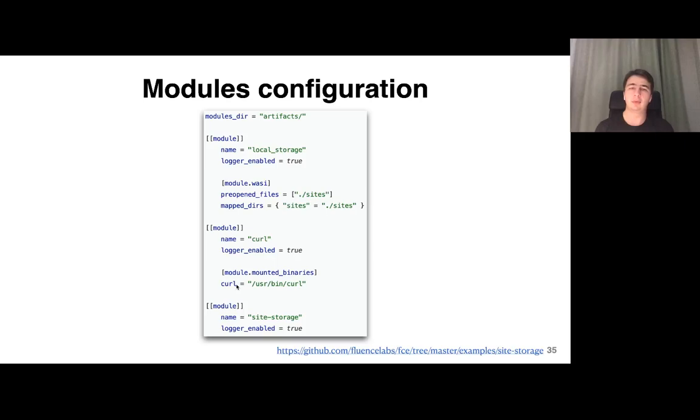So in future, when WASI supports Unix sockets, we will use Unix sockets instead for applications that support Unix sockets, like databases and so on. So the complete example of the server's configuration can be found by this link.